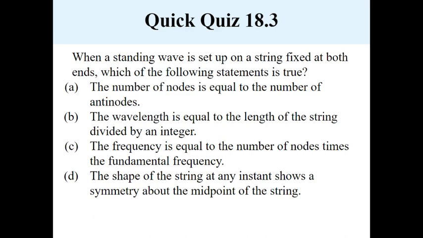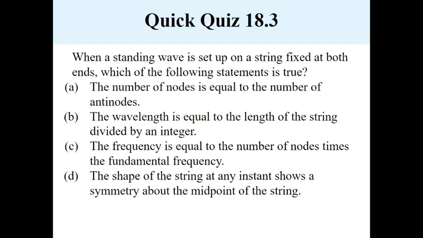So, quick quiz here. We're setting up a standing wave with the boundary conditions fixed at both ends. The question is, one of these is true, all of them are false except one. Part A says the number of nodes is equal to the number of antinodes. It's not true. There's always one more node than an antinode. Part B says wavelength is equal to the length of the string divided by an integer. That's not true. The wavelength is always equal to twice the length of the string divided by an integer.